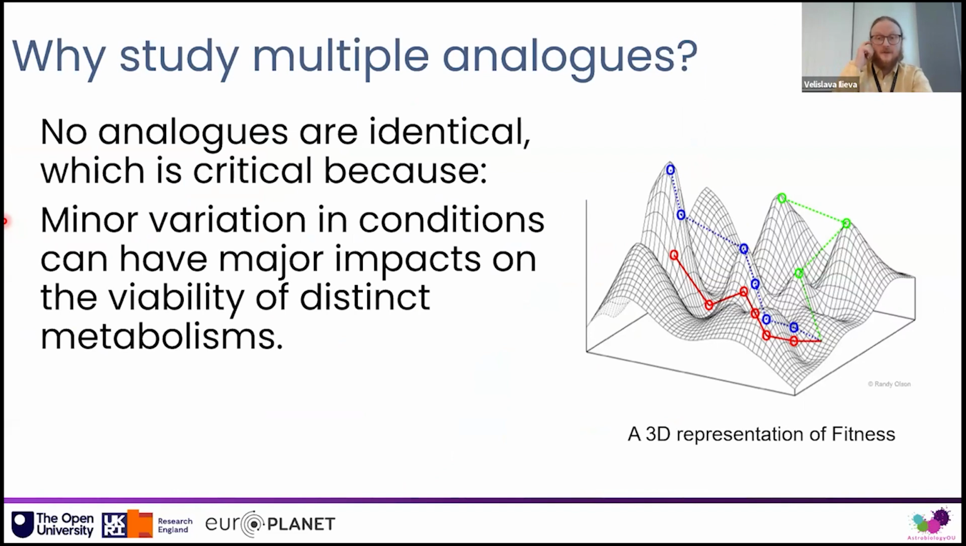So shown here, we have a graphical representation of fitness. Now, fitness is relative to the environment. And so if you have two analog sites, one of them has a higher concentration of magnesium salts relative to another, you would expect the landscape and where these peaks representing fitter organisms would shift significantly.